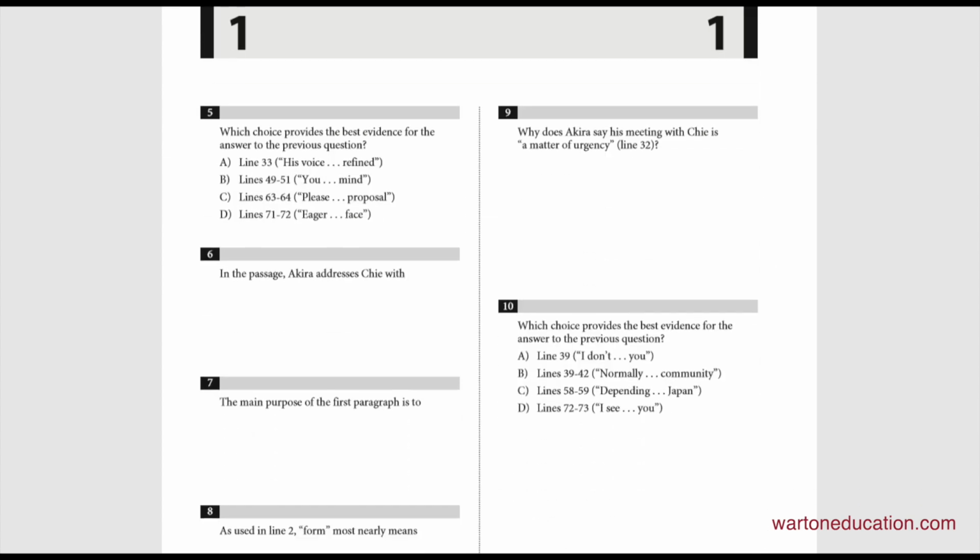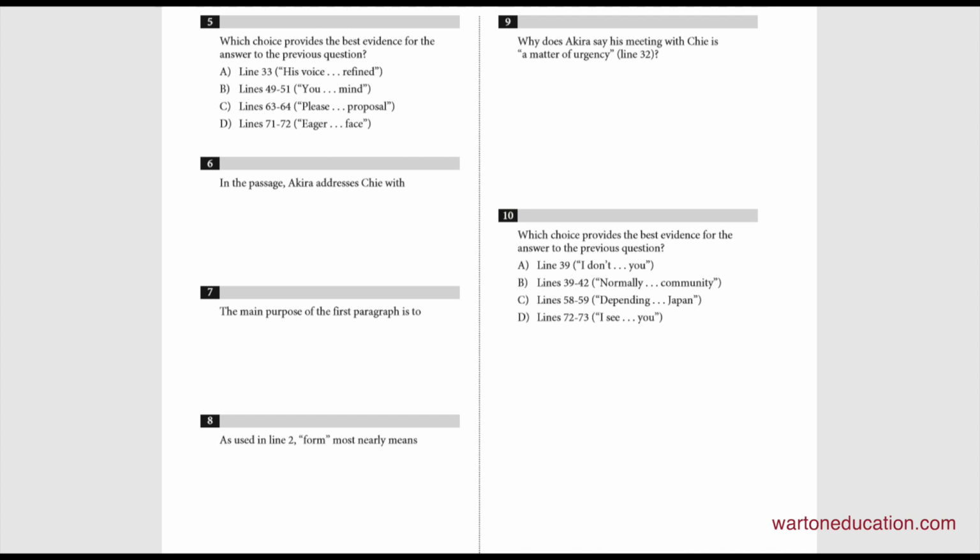5 is an evidence question for 4, so you can skip that. 6: "In the passage, Akira addresses Chia with" becomes "How does Akira address Chia?" 7: "The main purpose of the first paragraph is to" becomes "What is the purpose of the first paragraph?" 8: "As used in line 2, 'for' most nearly means" becomes "What does 'for' mean?" 9: "Why does Akira say his meeting with Chia is a matter of urgency?" becomes "Why is Akira's meeting with Chia urgent?" And then 10 is just an evidence question.